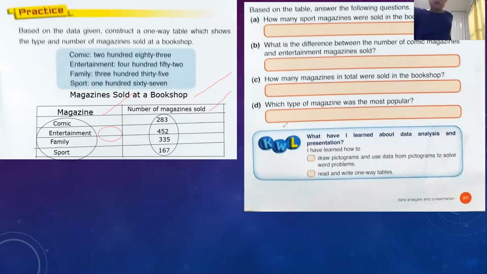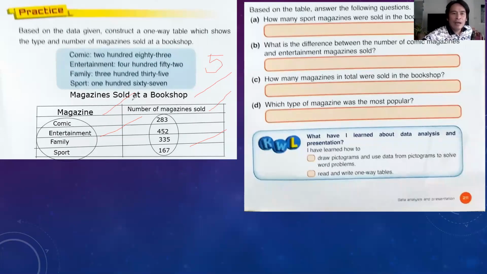Okay, so this is 5 points. Write 5 points on this page. 5, 5. Finish?